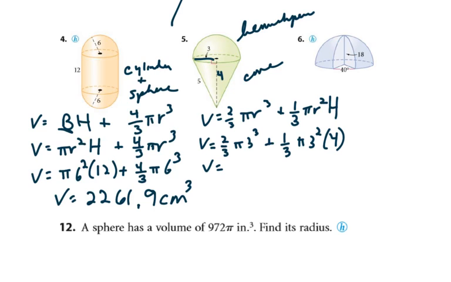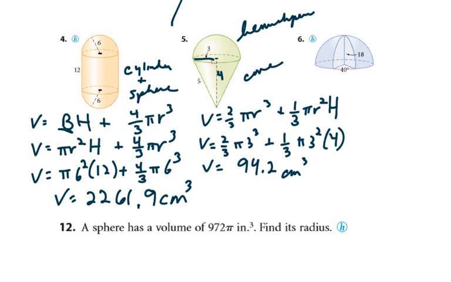Okay, let's type this in. 2/3 pi 3 to the third plus 1/3 pi 3 squared times 4. 94.2.